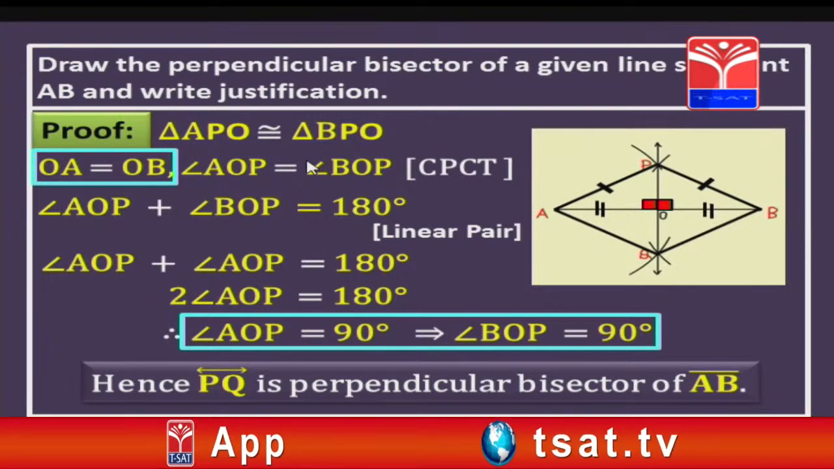I hope you understood the justification also, children. So, children, we have seen the construction of a perpendicular bisector and also its justification. Now, let us move on to our next construction, that is construction of an angle bisector.